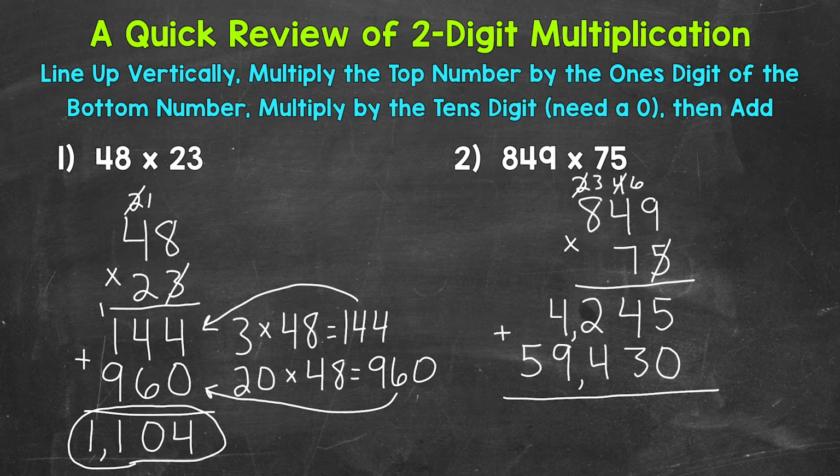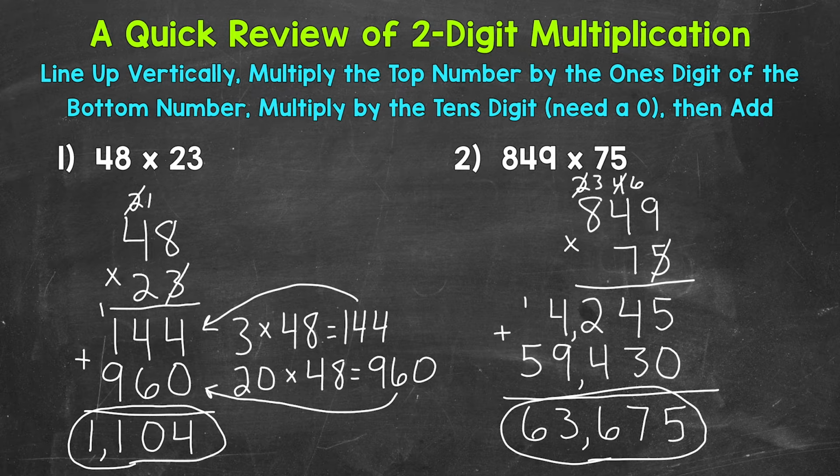Let's start with the ones place and work our way left. So 5 plus 0 is 5. 4 plus 3 is 7. 2 plus 4 is 6. 4 plus 9 is 13. So a 3 there, and then carry the 1. And then 1 plus 5 is 6. Put our comma in, and our final answer is 63,675. There's how to multiply by a 2-digit number.